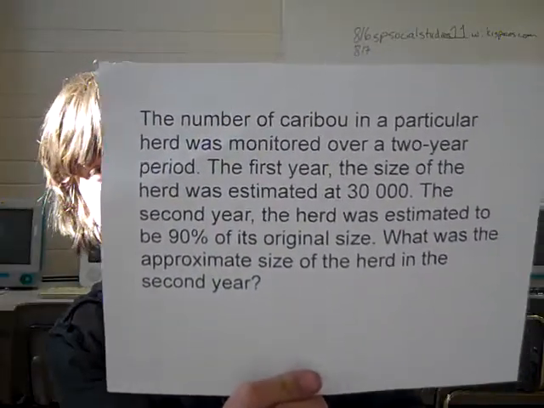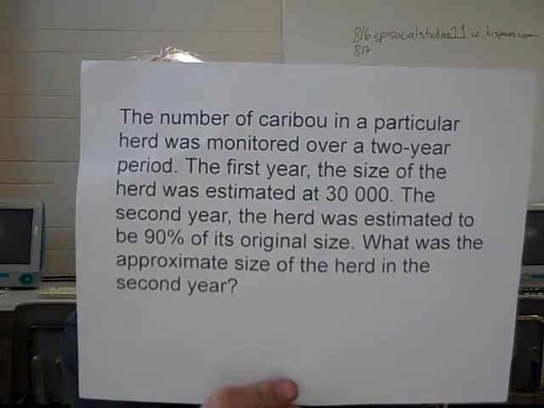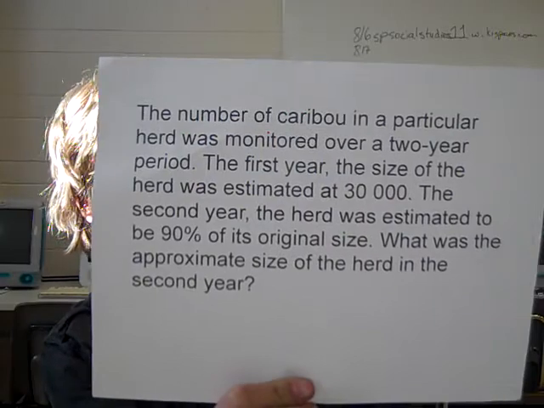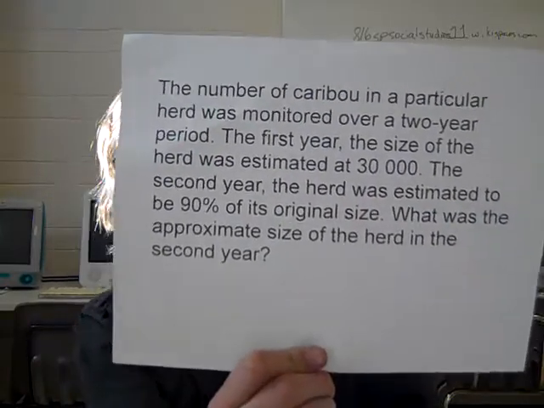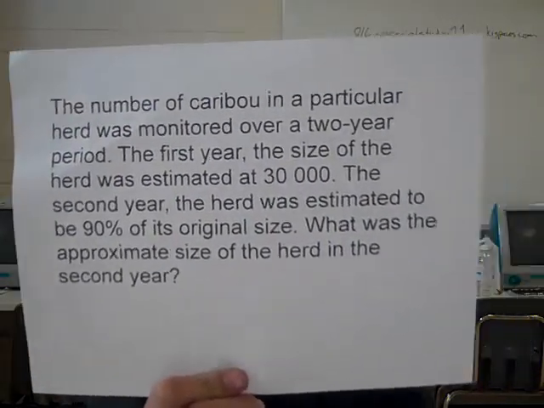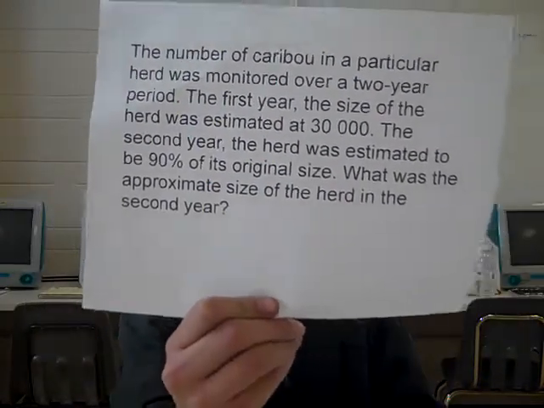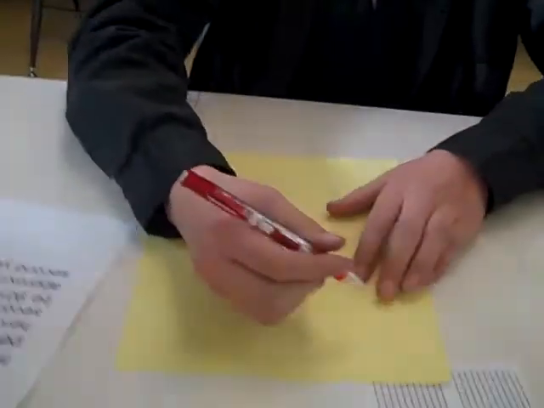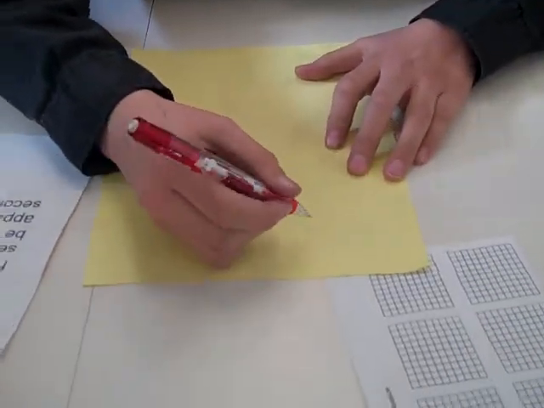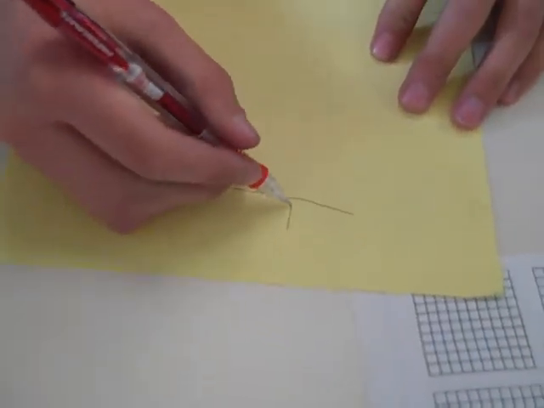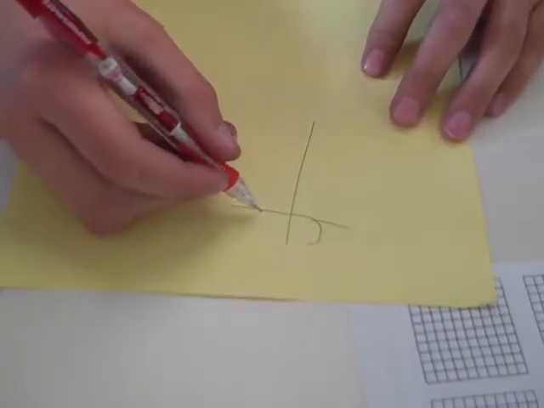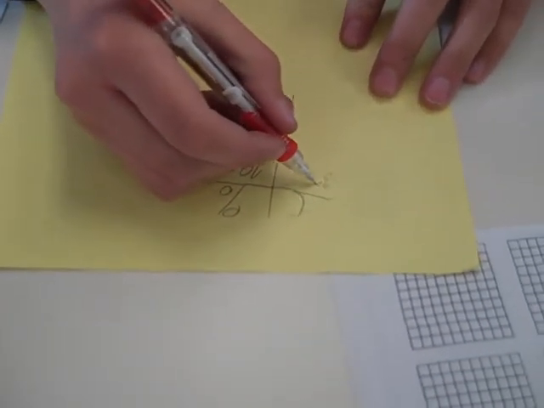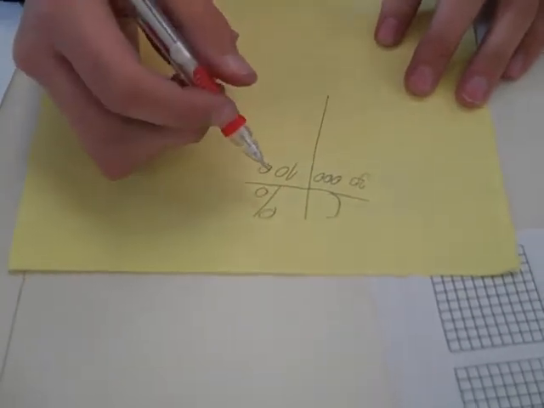The number of caribou in a particular area was 30,000. The number in the next year was only 90% of the original size. How much is it? So basically, what you have to do is make a chart. C for caribou, percent. Make 100, and it's 30,000 caribou.